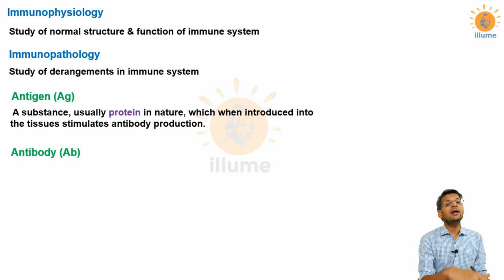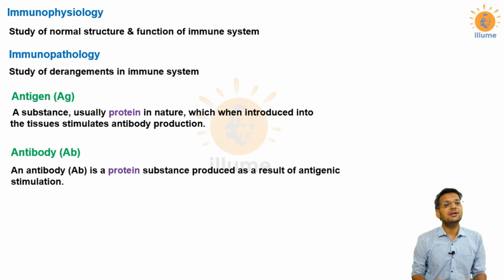Now if I talk about antibodies, then all the antibodies are proteins. There is a difference: all the antibodies are proteins, but most of the antigens are proteins. And antibodies are the glycoproteins which are produced by the body as a result of antigenic stimulation. So whenever an antigen enters your tissue, your body responds by producing antibodies against those antigens.